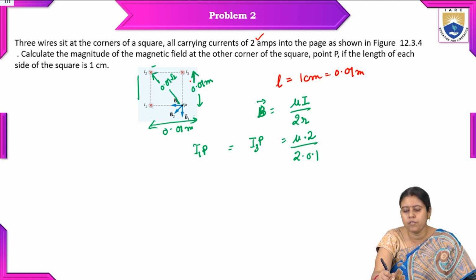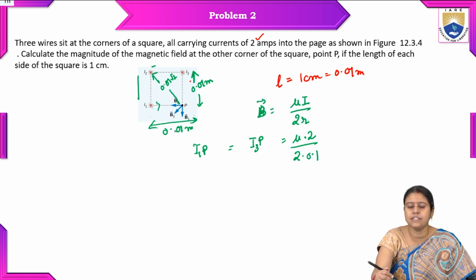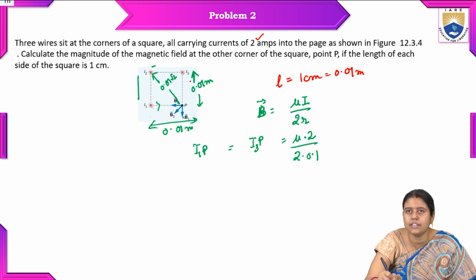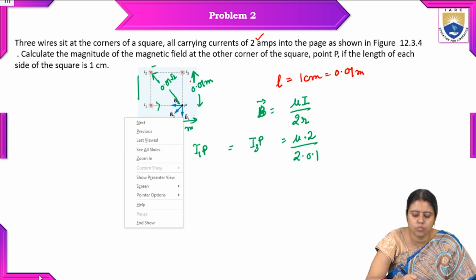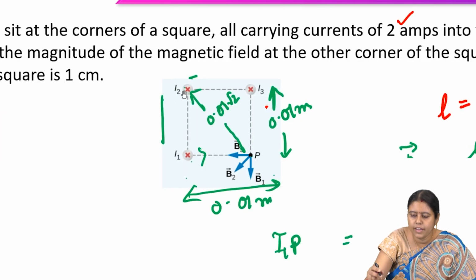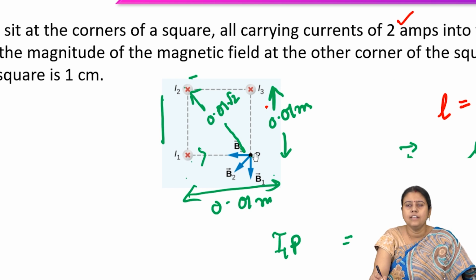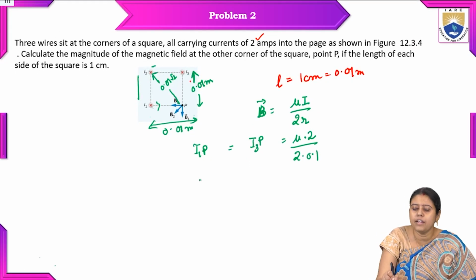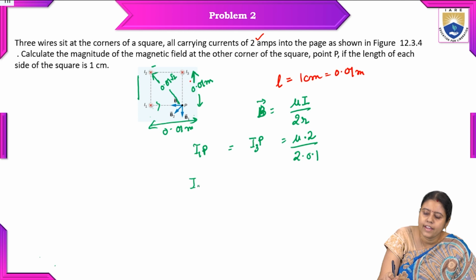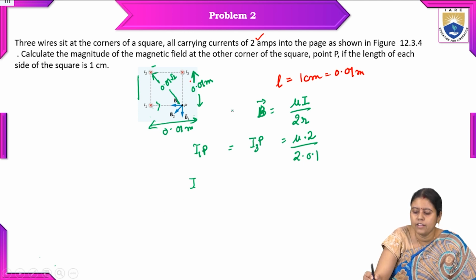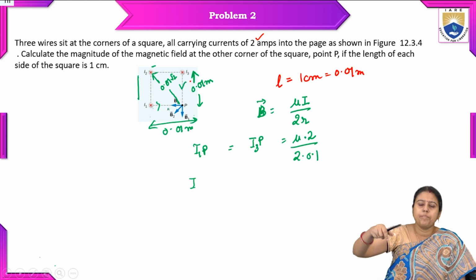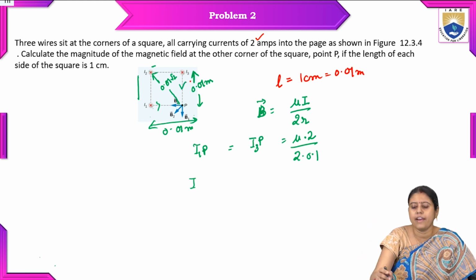So I1P, you can see the I1P direction is this. B always works in perpendicular, so the B1 direction you get at 90 degrees. If we zoom in, you can see this little B1 is at this angle, so if we zoom in, we can get the B1 value. Similarly, for the I3P, in the case of the I3P, the direction is this, so the perpendicular will be the B3 direction.